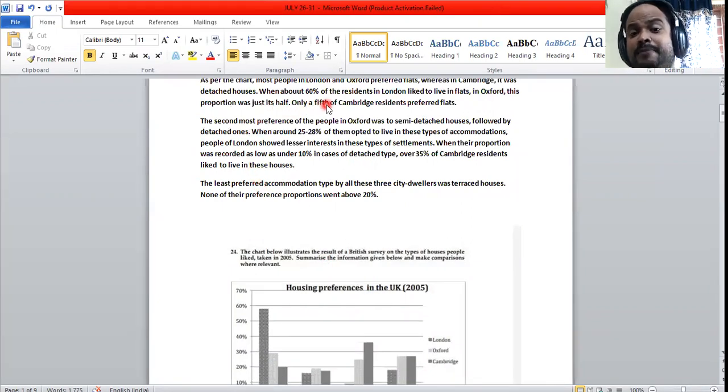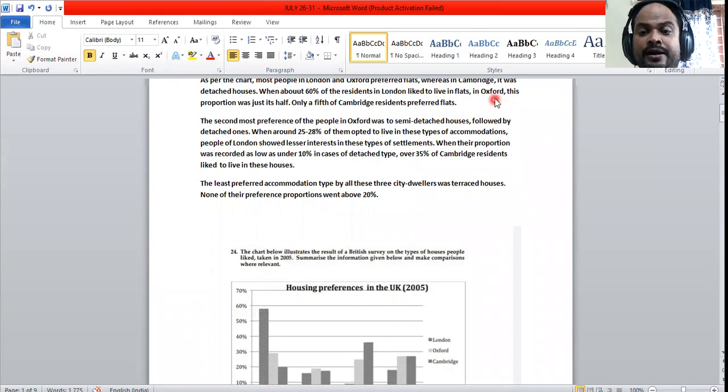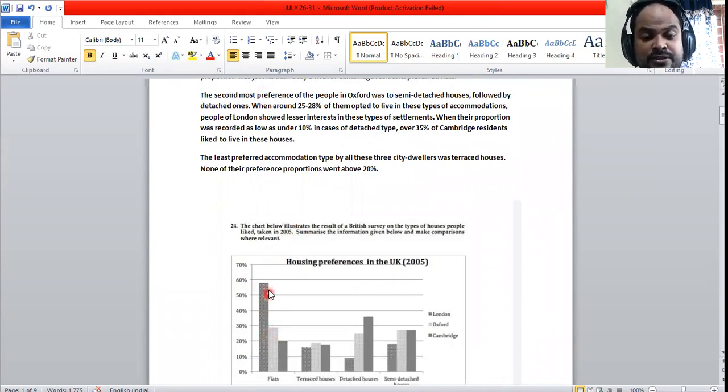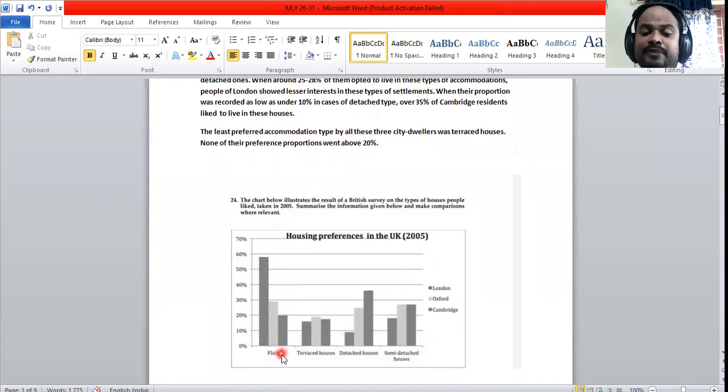About 60% of the residents in London liked to live in flats, yes, around 60%. In Oxford, this proportion was just its half, almost half. Only a fifth of the Cambridge residents preferred flats. A fifth means around 20%.